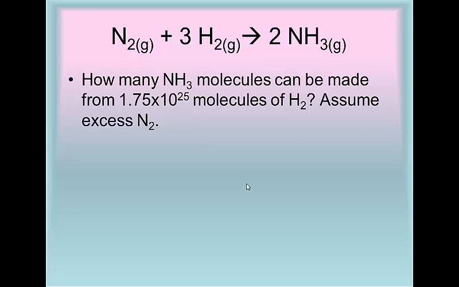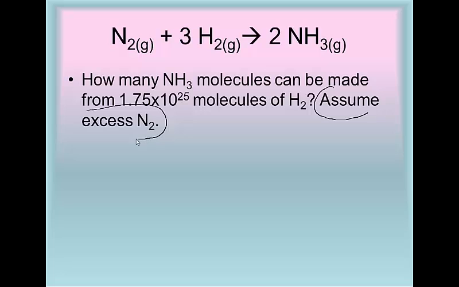This one is also different. This one says how many ammonia molecules, which is a product, can be made from 1.75 times 10 to the 25 molecules of hydrogen gas, which is a reactant. And then this little line here helps me out tremendously.